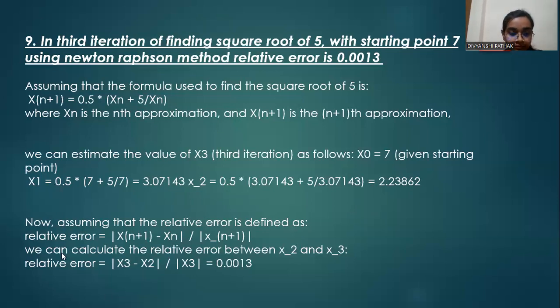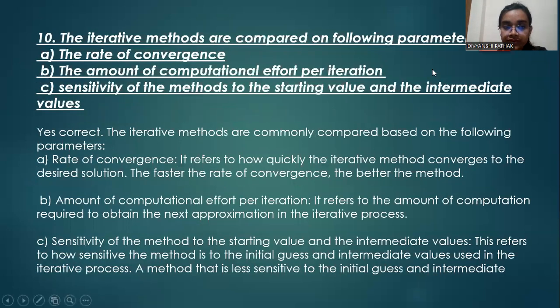Now to find the relative error, we will subtract x1 from x2. So the formula to calculate a relative error is xn plus 1 minus xn upon xn plus 1. So we will put value in this formula and we will get the value of relative error, which is 0.0013, and this is a true statement. Now let's move towards our last question.